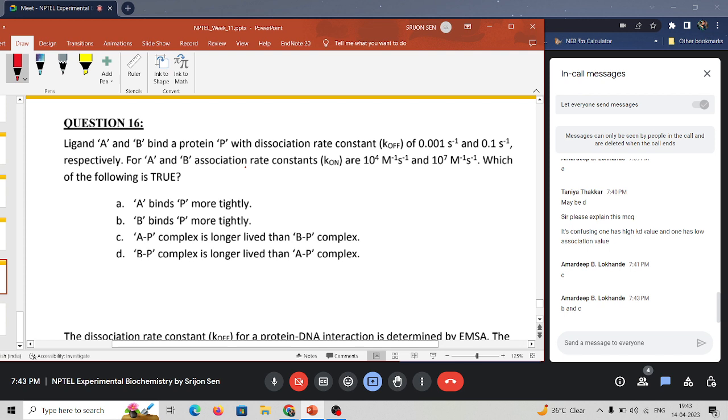For P and A, the K off value is low, and for P and B, the K off value is high. So the lower K off value indicates that the complex is going to dissociate slower, which means the complex is going to stay longer. That's why B binds P more tightly, that is true, but your AP complex is going to live longer than your BP complex. These are the questions which you can definitely expect in your exams. This can trick your minds, but you have to answer them very smartly.